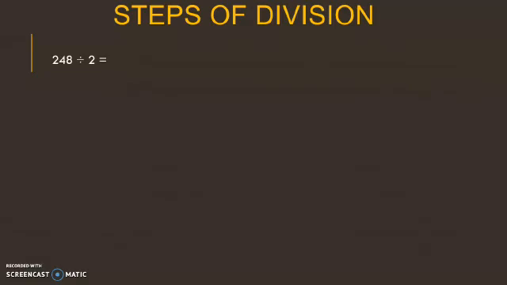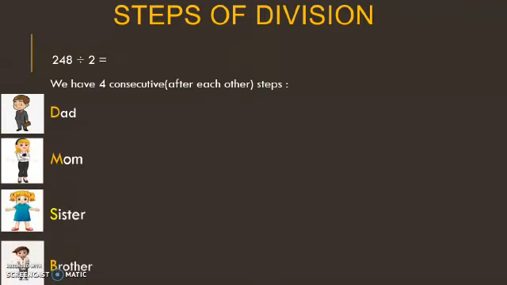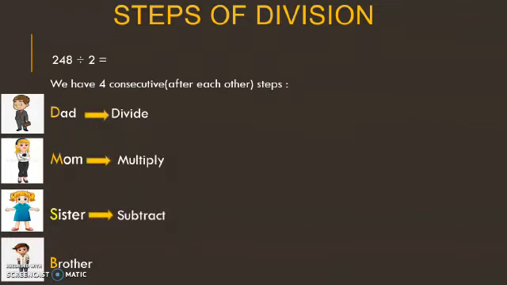We have 248 divided by 2. In order to know the answer, we have to apply the 4 consecutive steps, one after each other: dad, mom, sister, and brother. The D in dad stands for divide, M in mom for multiply, S in sister for subtract, and B in brother for bring down. We have 248 divided by 2.